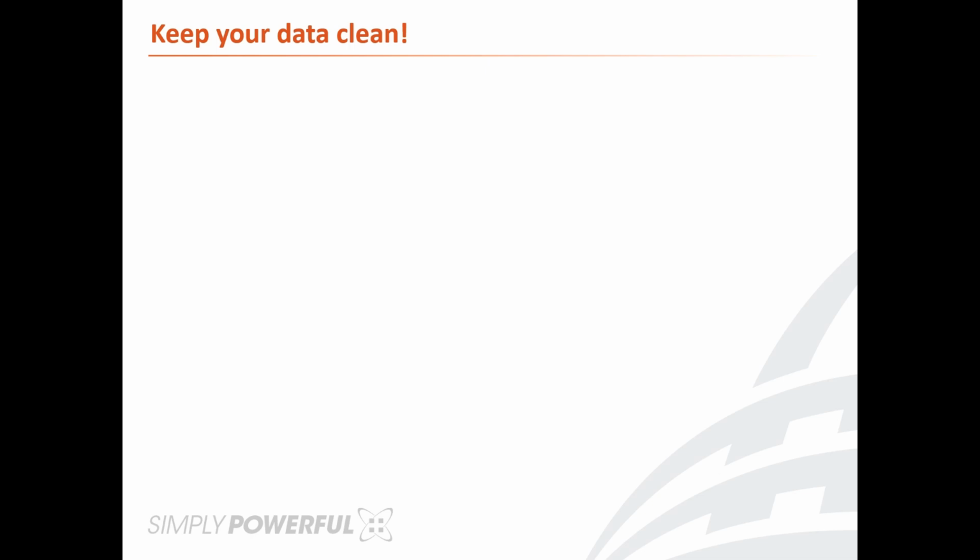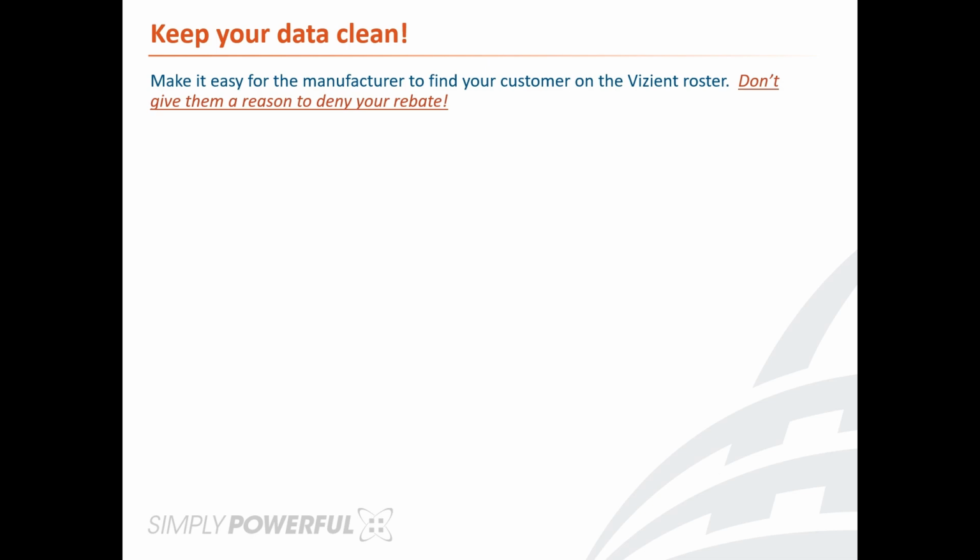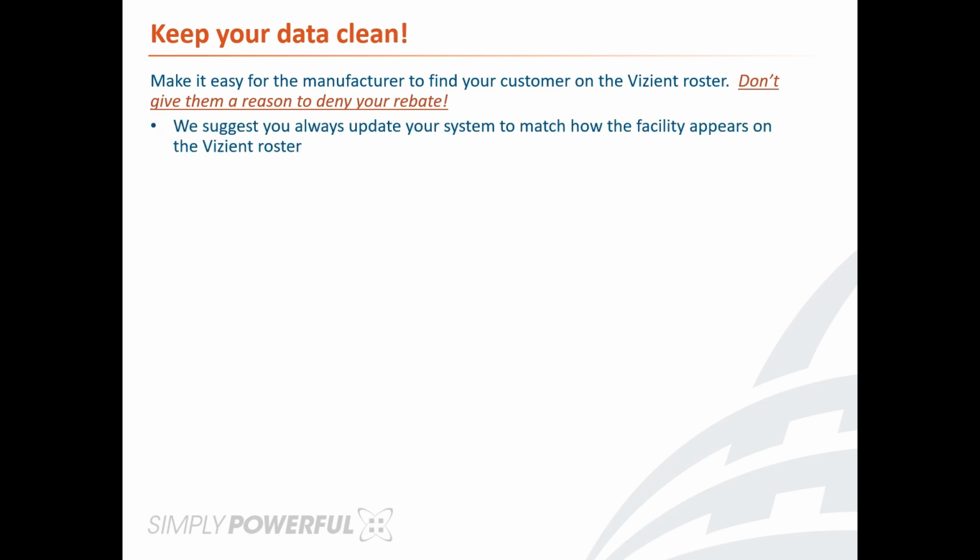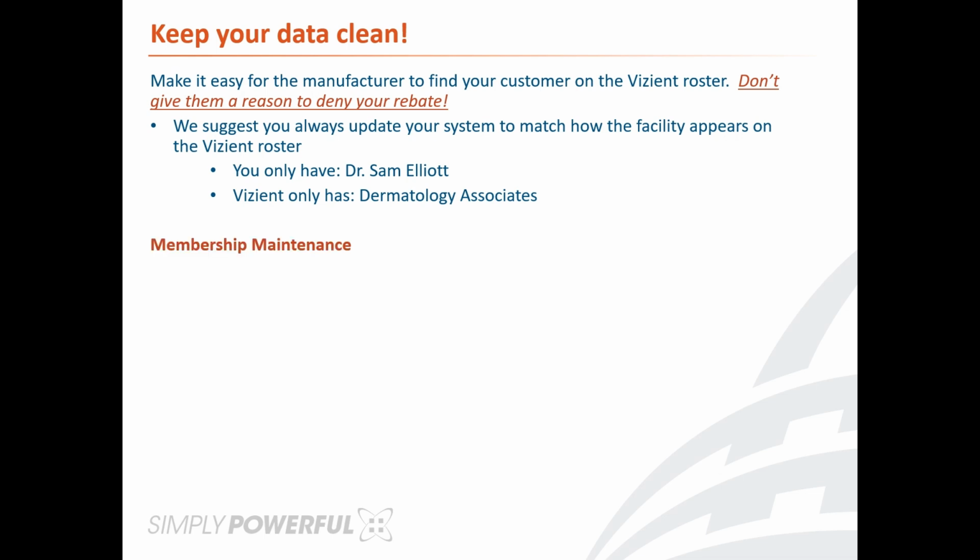Okay, you want to make sure your data is clean to prevent any rebate denials. So we suggest that your system matches what the roster says as close as possible. But say, for instance, you only have the doctor's name, Dr. Sam Elliott, but Vizient on the roster has Dermatology Associates. Now you know Dr. Sam Elliott works there. Well, Vizient will not Google to find out if Dr. Sam Elliott works there to process it. They'll just deny it. So you want to make sure it matches.